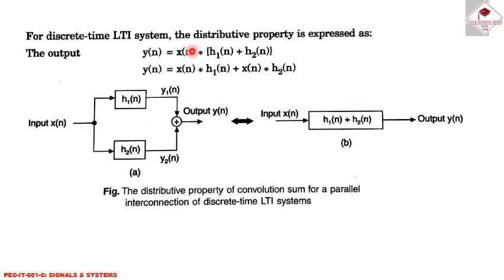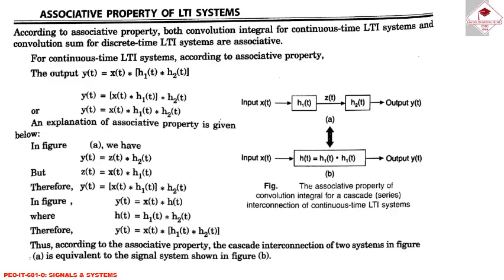Next, for the discrete domain LTI system, the distributive property is expressed as y[n] = x[n] convolution of h1[n] plus h2[n]. It can also be written as y[n] = x[n] convolution of h1[n] plus x[n] convolution of h2[n]. The block diagram based representation of these two equations is shown over here, just like our previous case, so I'm not discussing this particular section.